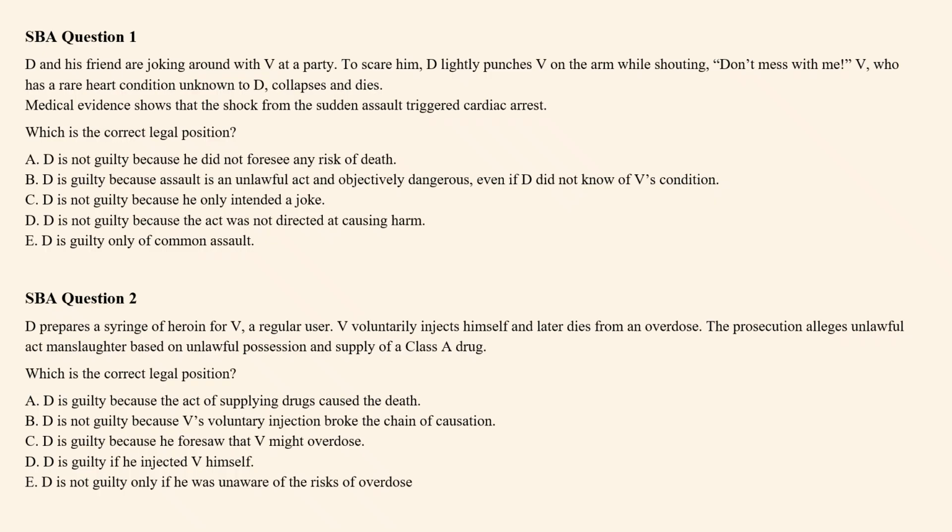Is it A, defendant is guilty because the act of supplying drugs caused the death? Is it B, defendant is not guilty because the victim's voluntary injection broke the chain of causation? Is it C, defendant is guilty because he foresaw that the victim might overdose? Is the answer D, defendant is guilty if he injected the victim himself? Or is the answer E, defendant is not guilty only if he was unaware of the risk of overdose?